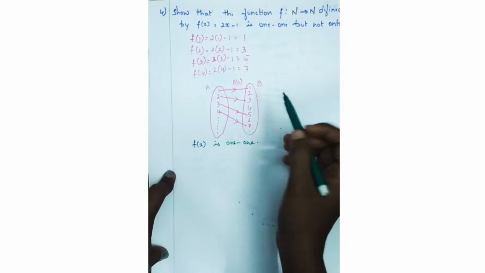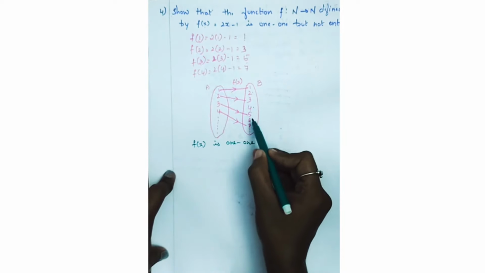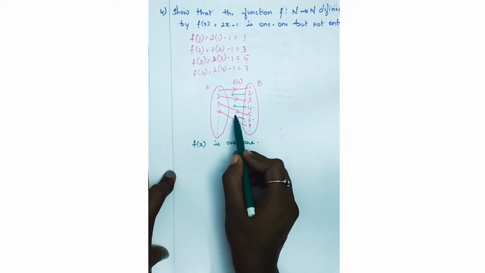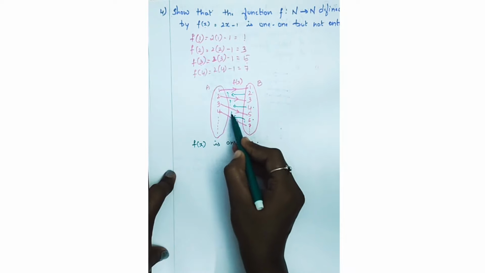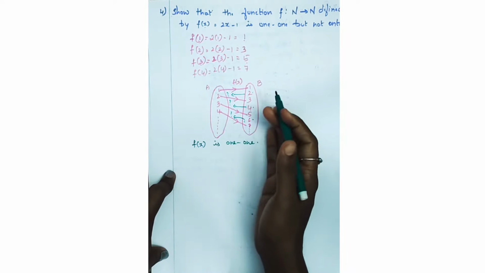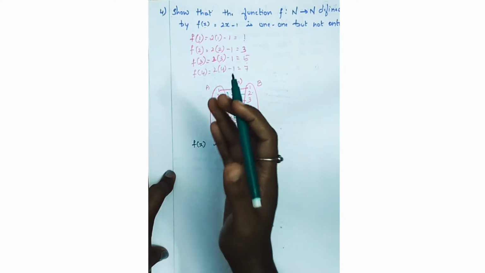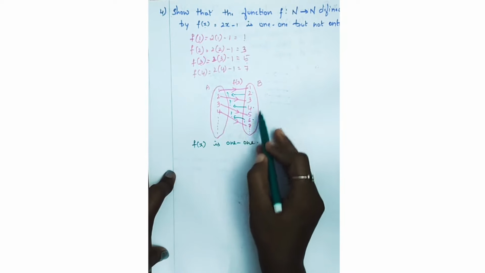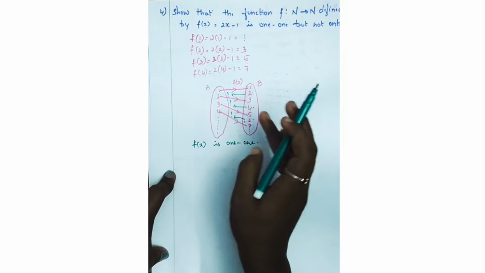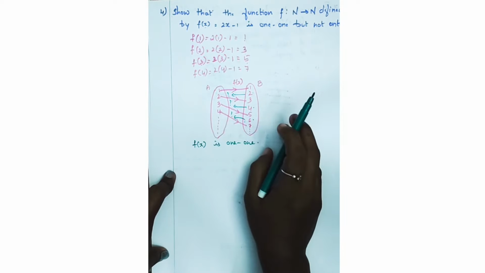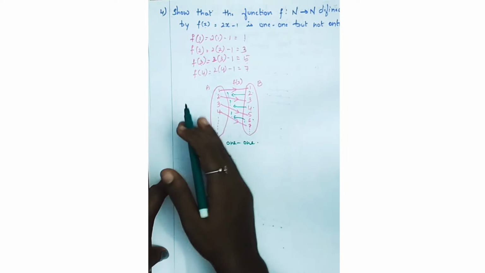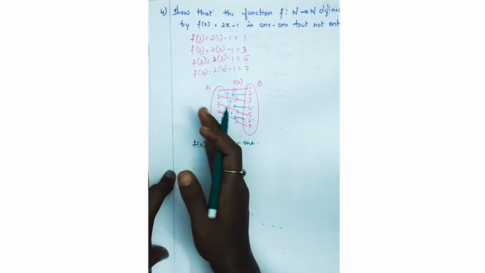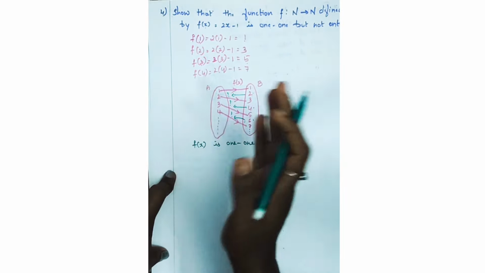But you just see there are leftover elements in B. There are no pre-images for some elements. If there were pre-images for every element, then it would be an onto function. But there are no pre-images for some elements in the codomain. So therefore, it's not an onto function. Got it? For some elements in the codomain there are no pre-images in the domain, so it is not an onto function.